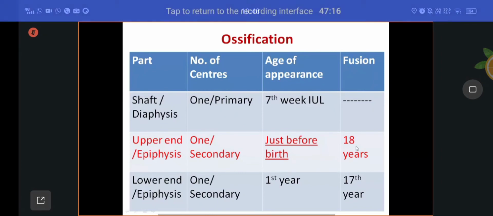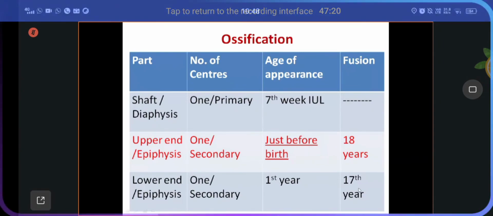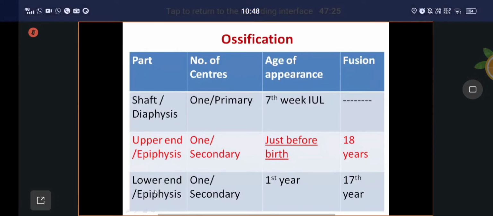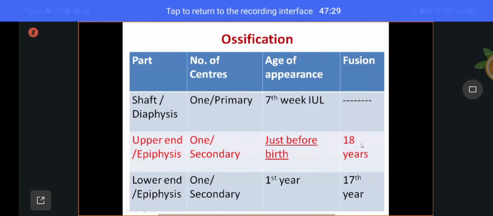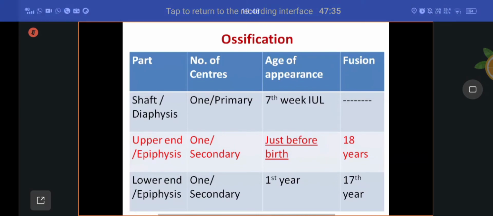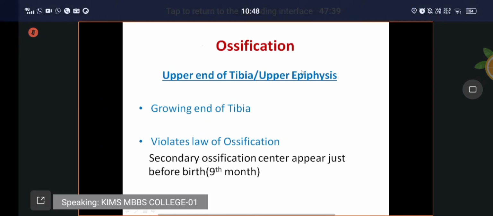If you take the tibia, the upper end appears just before birth and fuses with the diaphysis at 18 years. But the lower end, first year and 17th year, appears last and fuses first. This is the non-growing end. The upper end appears first and fuses with the diaphysis last. This is the growing end of the tibia.